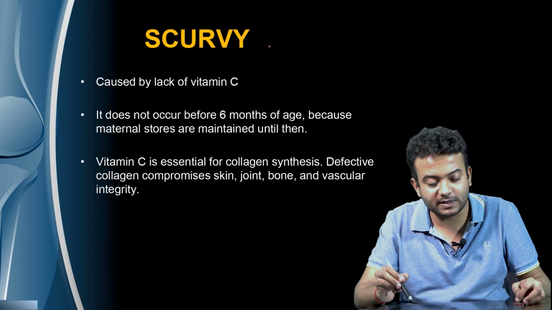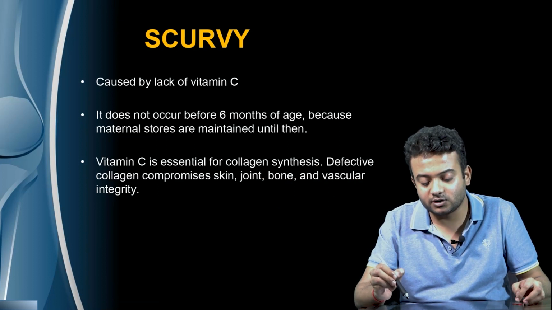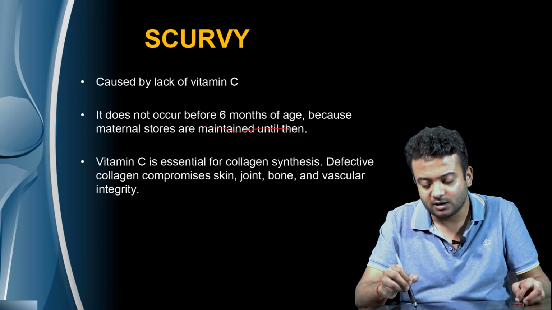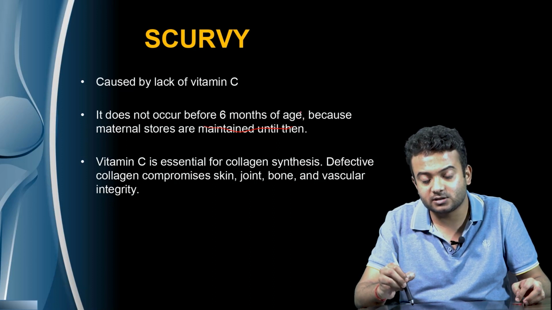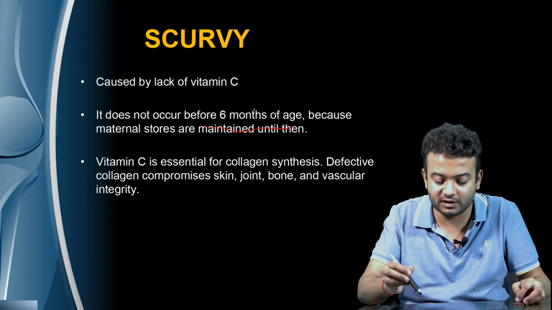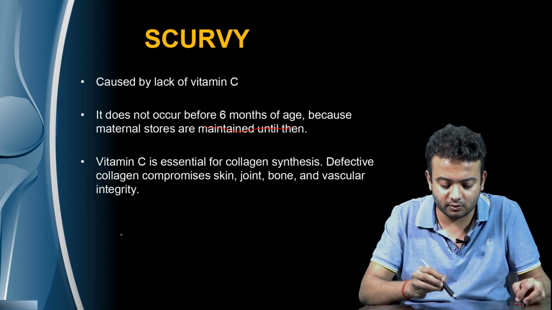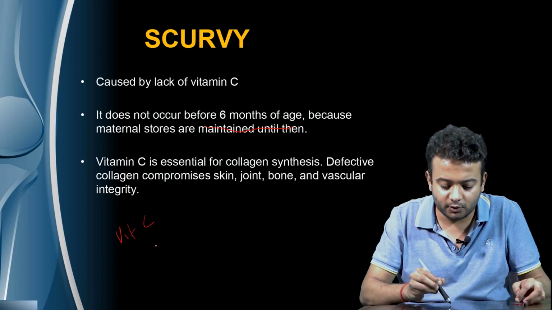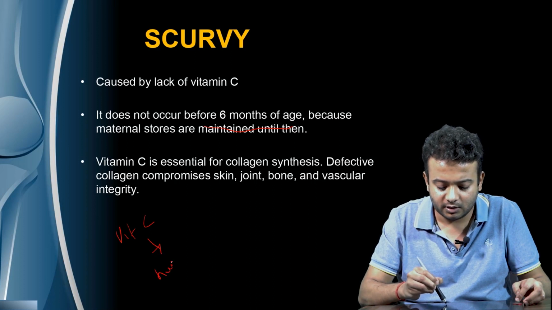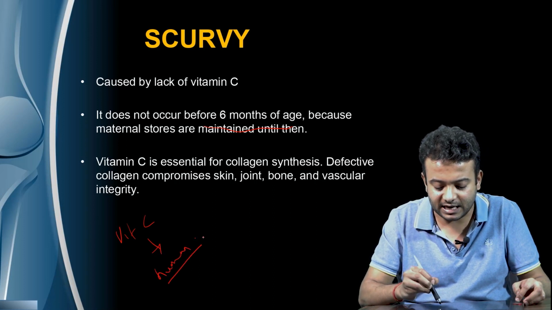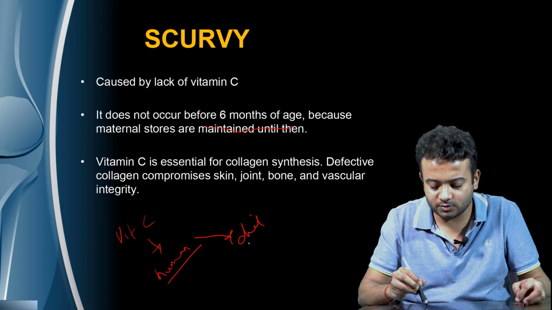Scurvy is caused by a lack of vitamin C, and it does not occur usually before 6 months of age, because up to that age the maternal stores are quite sufficient to maintain the levels of vitamin C. And we have to remember one thing: vitamin C is not produced in a human. It's not produced in vivo. So hence it has to be taken in the diet, and it has to be supplemented in the diet.